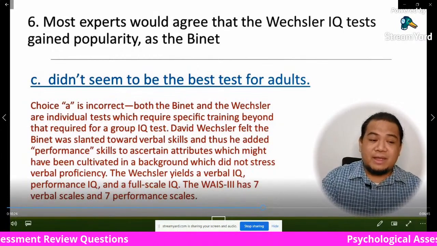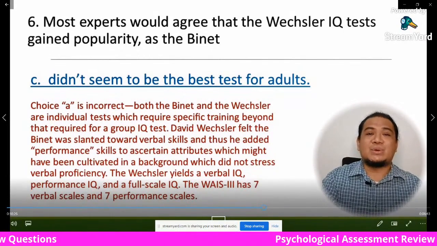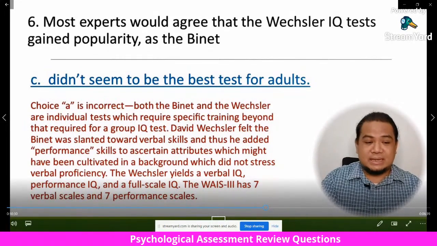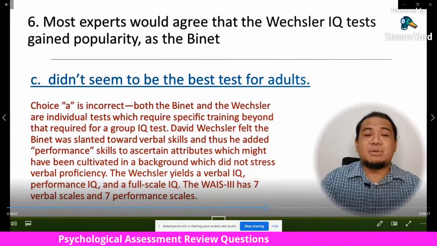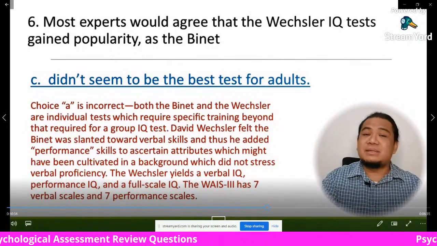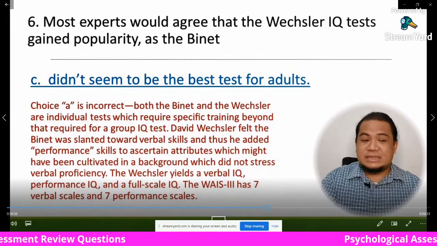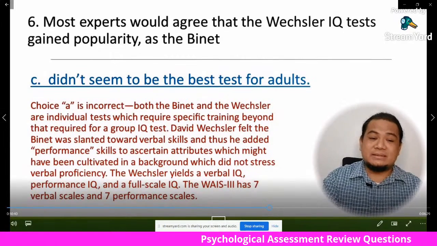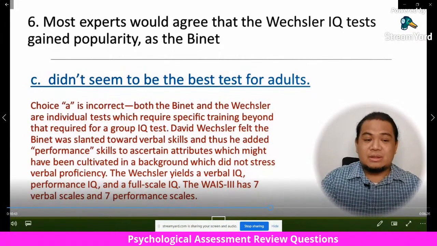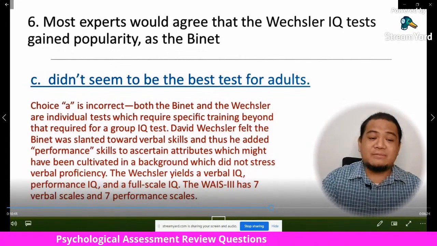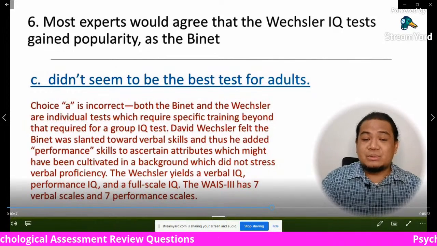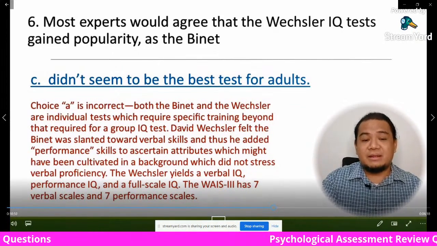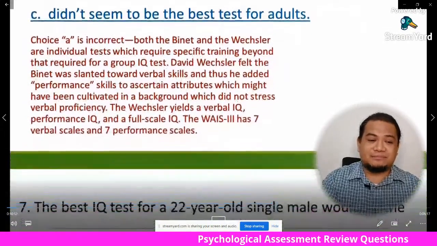David Wechsler felt the Binet was slanted towards verbal skill, and thus he added performance skills, attributes which might have been cultivated in the background, which did not stress verbal proficiency. The Wechsler's yield a verbal IQ, performance IQ, and a full-scale IQ. The WAIS has 7 verbal scales and 7 performance scales.